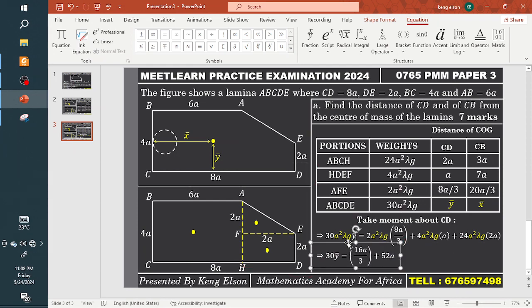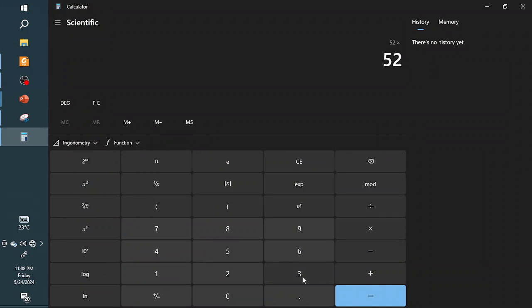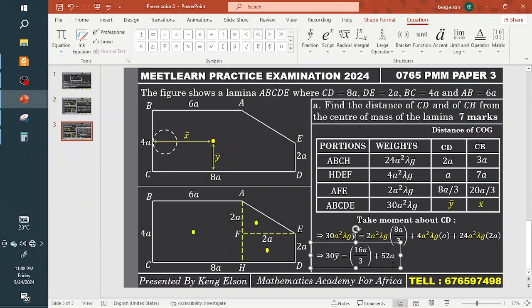Now 52 times 3 plus 16, all divided by 3. So I can just say equal to 172a divided by 3. Which now means that y bar is equal to, I'll divide both sides by 30 and I have here 90. So this is y bar.